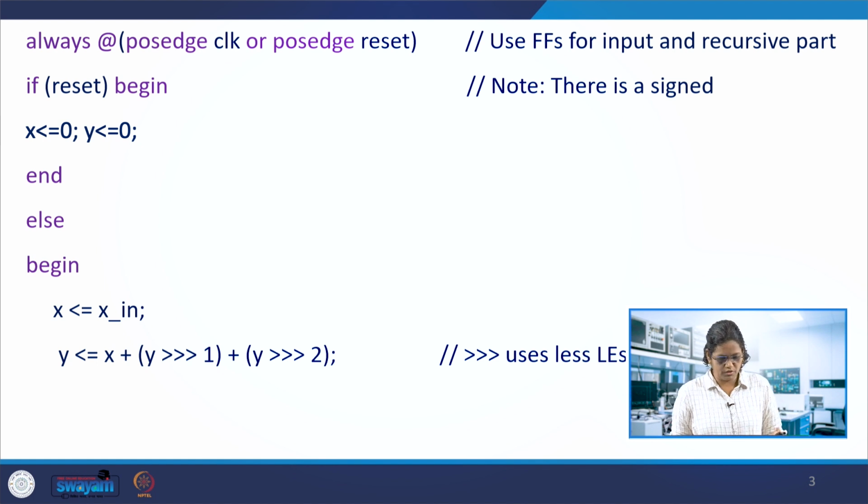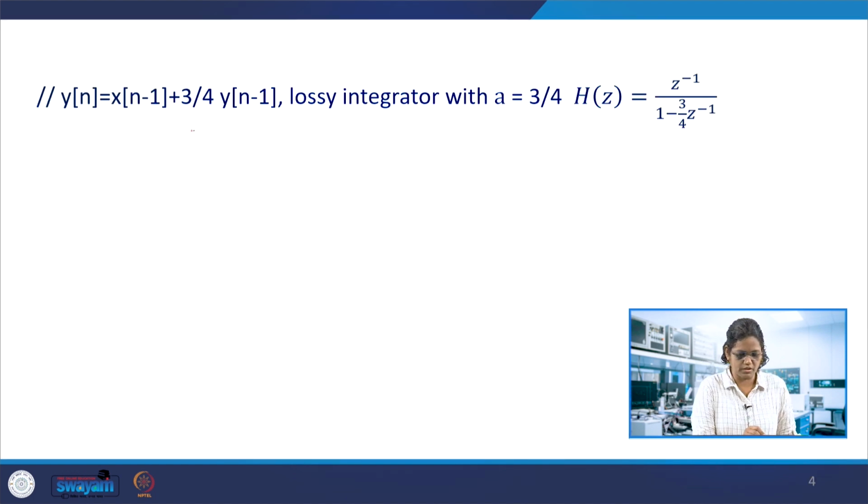This equation is obeyed by this filter, or integrator. Here we have chosen this example as a lossy integrator: y of n equal to x of n minus 1 plus 3 by 4 y of n minus 1. If we take the z transform of it, H of z equals z to the power minus 1 by 1 minus 3 by 4 z to the power minus 1. This is a lossy integrator where a is 3 by 4. How do we develop this using y of n equal to x of n minus 1 plus 3 by 4 y of n minus 1?